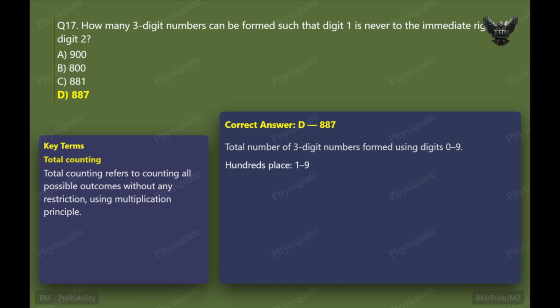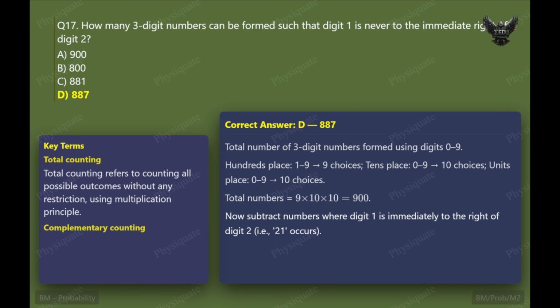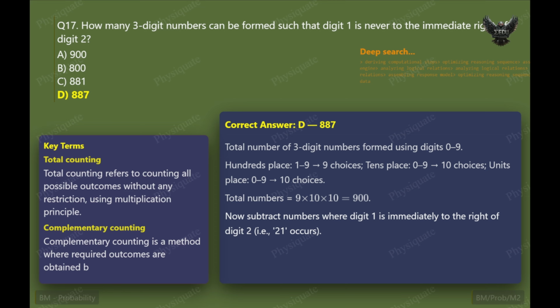Hundreds place, 1 to 9, so 9 choices. Tens place, 0 to 9, so 10 choices. Units place, 0 to 9, so 10 choices. Total numbers equals 9 times 10 times 10 equals 900. Now subtract numbers where digit 1 is immediately to the right of digit 2, i.e., 21 occurs. Let us examine complementary counting. Complementary counting is a method where required outcomes are obtained by subtracting unwanted cases from total outcomes.